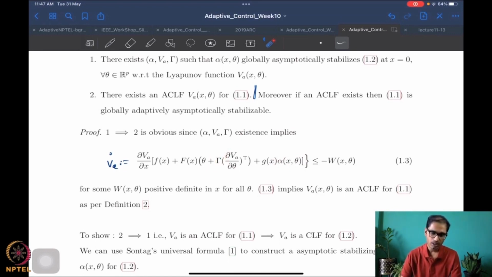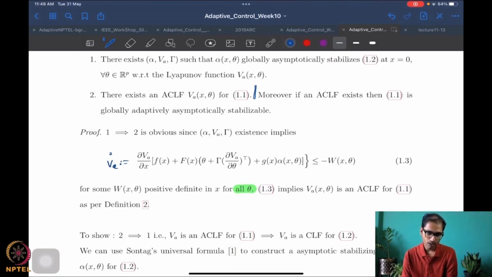Okay. What do we know? If you have an alpha VA gamma three-tuple available which globally asymptotically stabilizes the origin with respect to the Lyapunov function VA, it essentially means that VA dot along the system trajectories, substituting for alpha, is going to be less than or equal to some negative definite function, minus W, where W is some positive definite function in X, for all theta. This is important, always for all theta, because theta cannot play a role. Just by changing theta, I cannot lose my asymptotic stability.